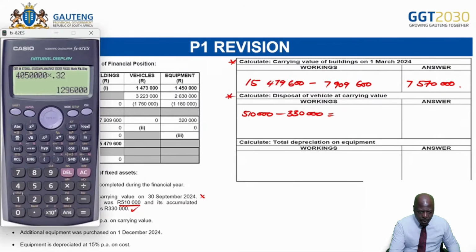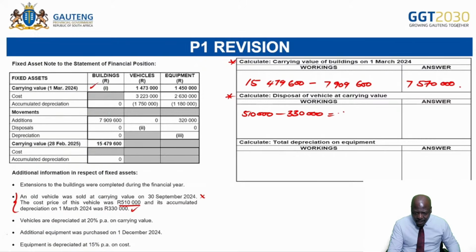Let's see how much that is going to be. 510,000 minus 330,000. That will give me 180,000 here. 180,000. That becomes my carrying value at the beginning of the year. And then we use the asset, so we're going to calculate depreciation. Now, how do we get that depreciation? We're now going to say that 180,000 multiplied by the depreciation, because we're calculating depreciation on vehicles at carrying value, multiplied by 20 over 100.